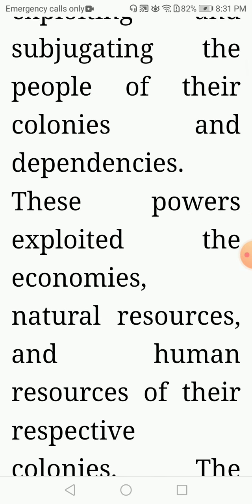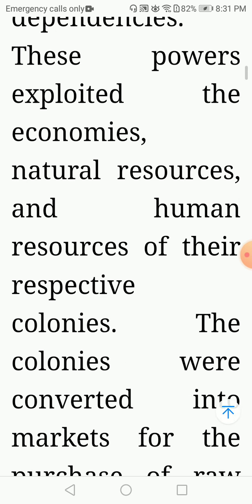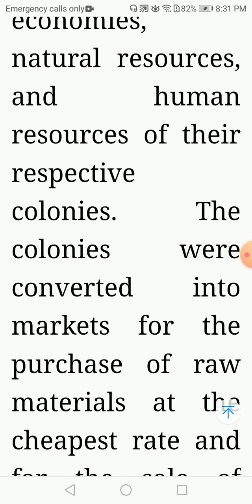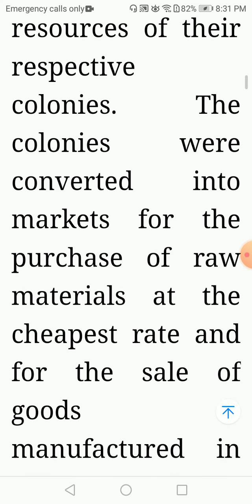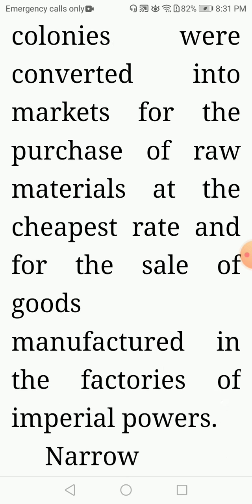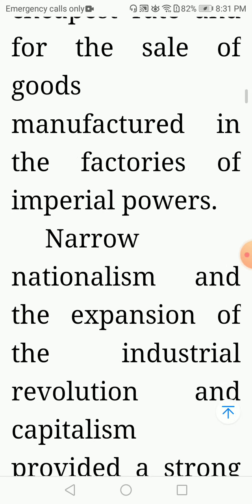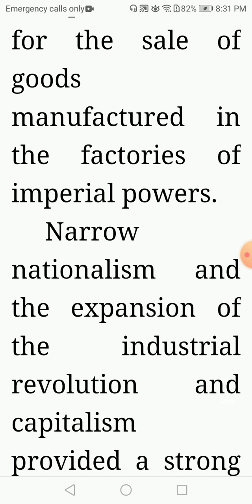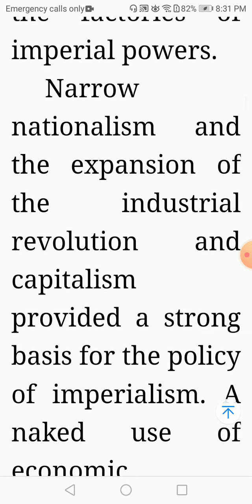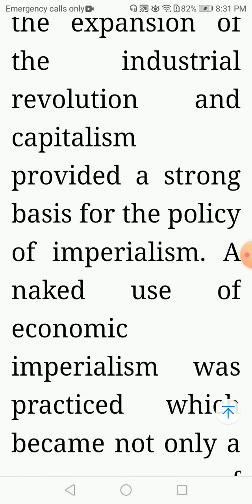These powers exploited the economies, natural resources, and human resources of their respective colonies. The colonies were converted into markets for purchase of raw material at the cheapest rate and for the sale of goods manufactured in the factories of imperial power. Narrow nationalism and the expansion of industrial revolution and capitalism provided a strong policy basis for the policy of imperialism.